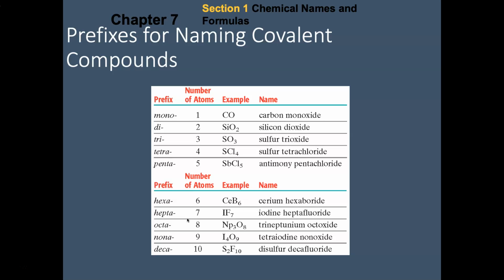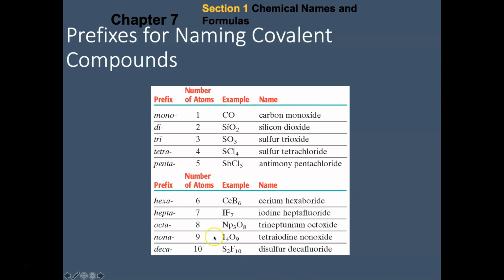So here we see a few more examples. We've got the different prefixes. Mono, di, tri mean 1, 2, 3. Then you've got tetra for 4, penta for 5, hexa for 6, hepta for 7, octa for 8, nona for 9, and deca for 10. Now, something to note is that in all of these examples, the first element that's listed is always named first, and it gets its full name, so we don't drop endings or do anything to the endings. The second element always gets a prefix no matter what, and the ending of the second element gets dropped, and we add that IDE, just like we talked about in previous types of compound naming.